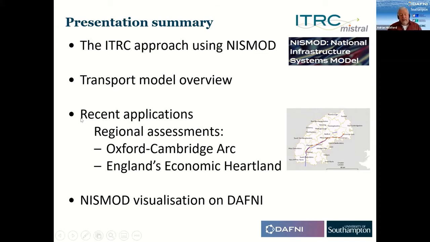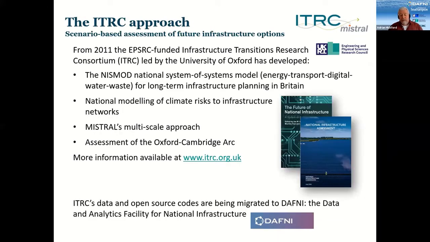First, I want to say a little about ITRC and NISMOD, the National Infrastructure Systems Model, which was developed initially as a series of interrelated sectoral models representing Britain's national infrastructure networks. Those models were most notably used in assessments for the National Infrastructure Commission, while other work in ITRC focused on assessing climate risk and vulnerability. And the results from that work have been used by DEFRA and the Environment Agency, among others.